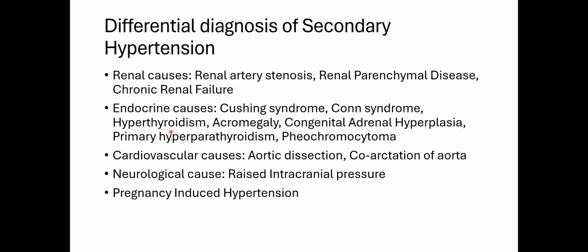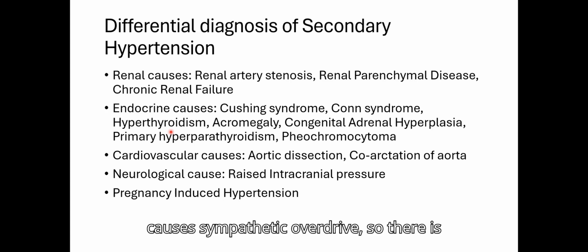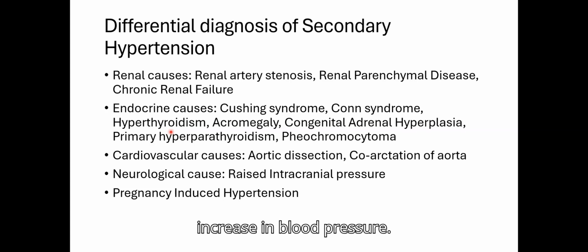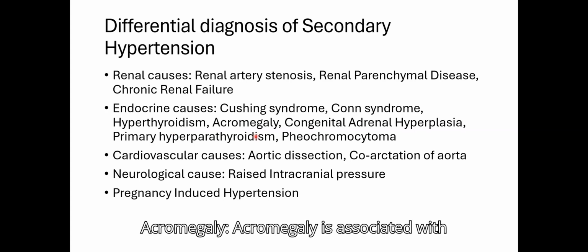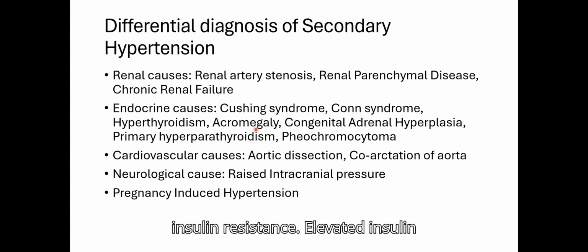Hyperthyroidism. Hyperthyroidism causes sympathetic overdrive, so there is increase in blood pressure. Hypothyroidism can also cause hypertension due to fluid retention. Acromegaly. Acromegaly is associated with insulin resistance. Elevated insulin levels are associated with fluid retention, so acromegaly can also cause hypertension.